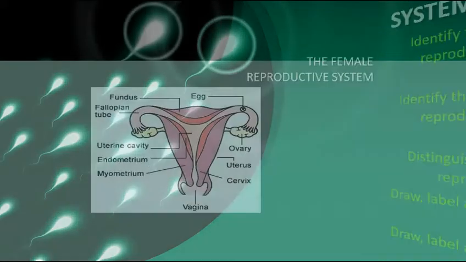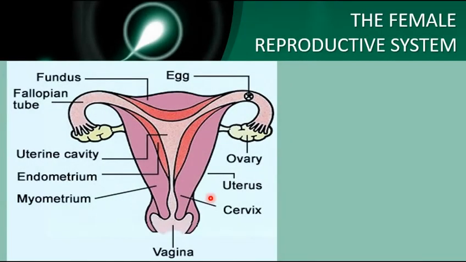Now let's look at the reproductive system of the female. If we look at the reproductive system of the female mammal, we have here the ovary. What is the function of the ovary? The ovary produces eggs or ova. Apart from production of eggs, the ovary also produces the female sex hormones, which are estrogen and progesterone. These are the two female sex hormones.